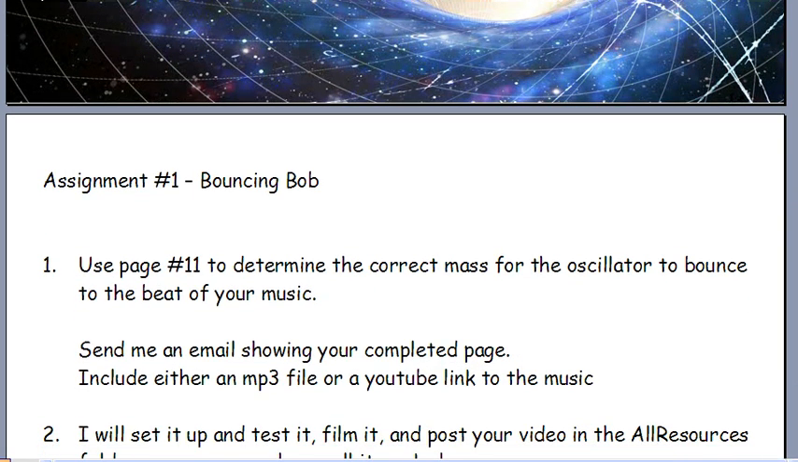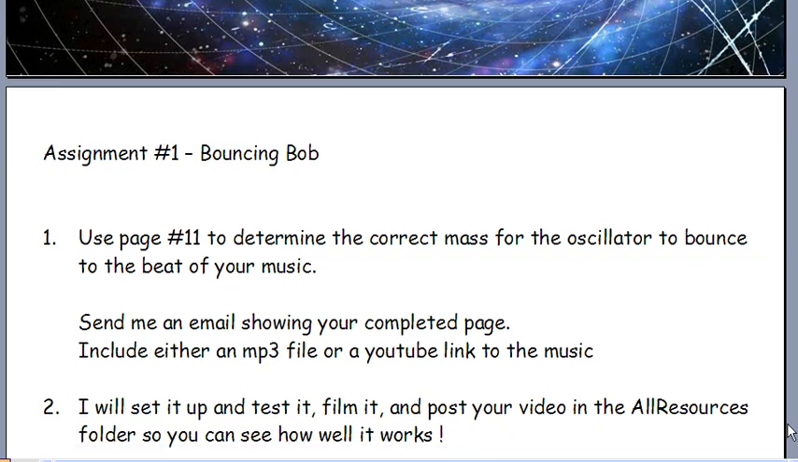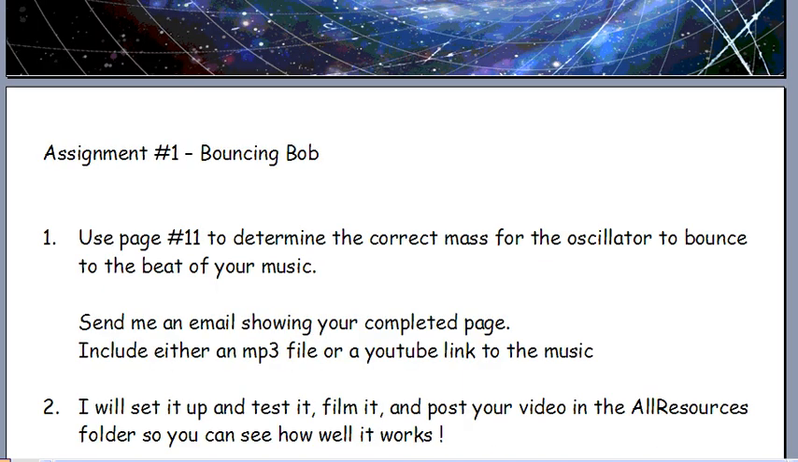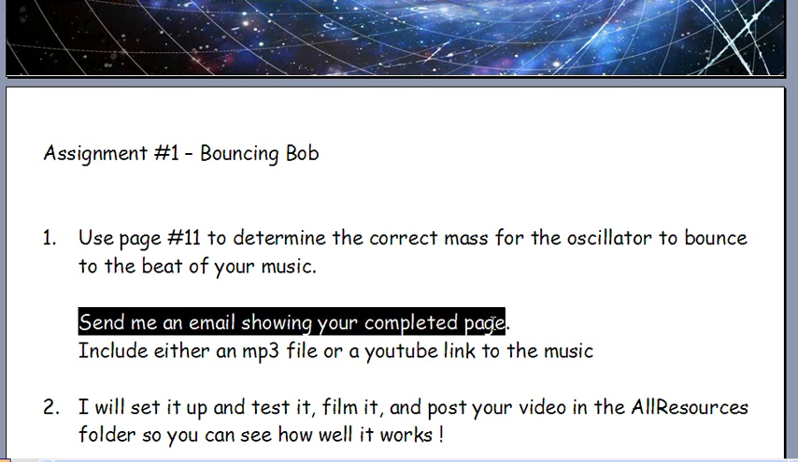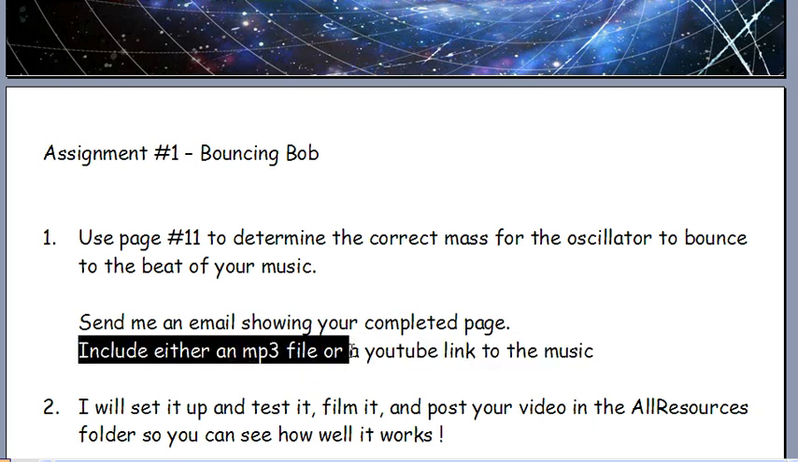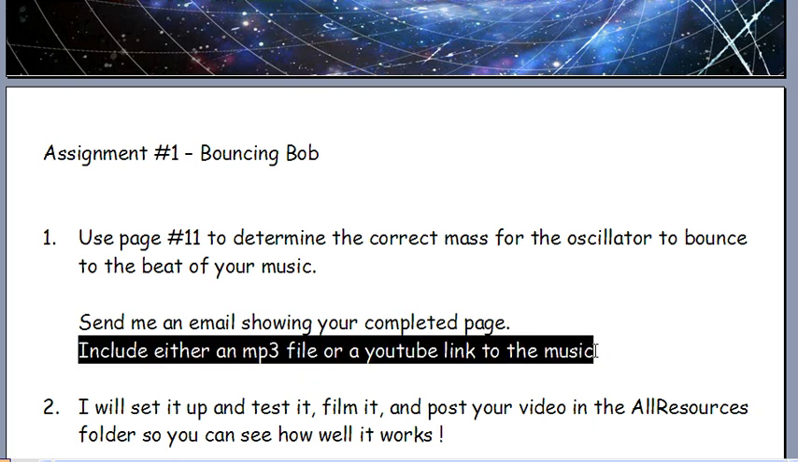The first assignment is the bouncing bob. You're going to be using page 11 of the notes, and I'll just show you that, this page right here, where you're going to make Bob bounce to the beat of your music. You're going to be using that page to determine the correct mass for the oscillator to bounce to the beat of your music. When you've got that page totally filled in, you can just send me an email of your completed page, and you will also need to send in that email an MP3 file of the music that you're using or a YouTube link to the music that you're using.